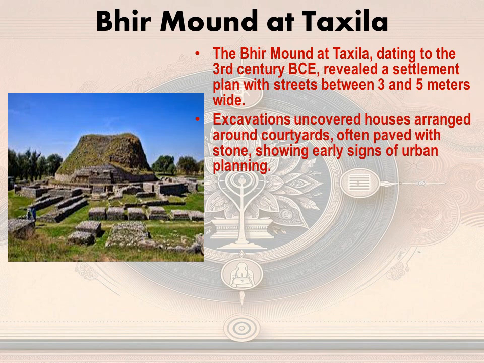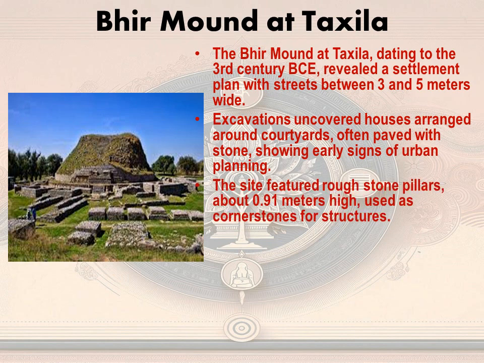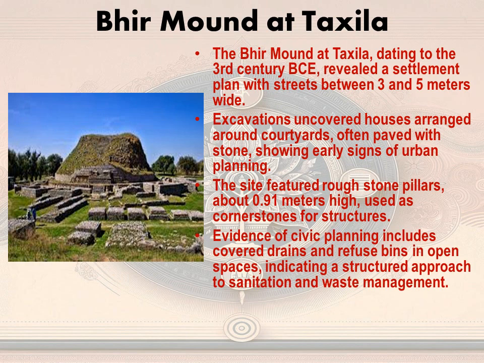Excavations uncovered houses arranged around courtyards, often paved with stone, showing early signs of urban planning. So the houses were around the courtyards, and the courtyard was paved with stone. The site featured rough stone pillars about 0.91 meter high, used as cornerstones for structures. So these were cornerstones for structures, and the length of such pillars was 0.91 meter.